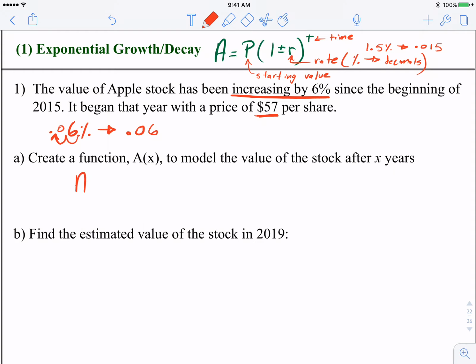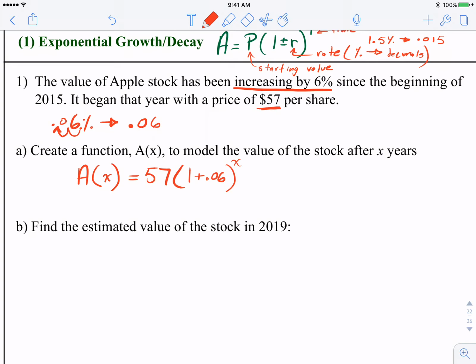So when I write this function, A of X is going to represent the value. My initial or starting value is 57. In the parentheses, we're going to be doing 1 plus R. So 1 plus 0.06. And my exponent here is just X. That's representing, it even says here, X years. Obviously this is going to change if we're talking about 5 years, 10 years, 20 years. So X is kind of the variable.